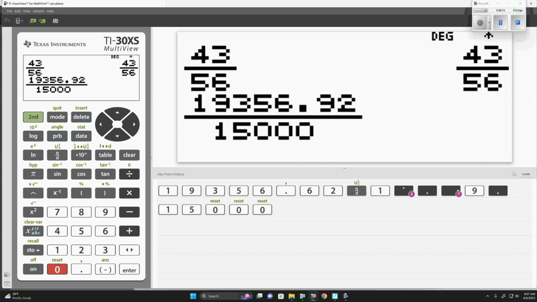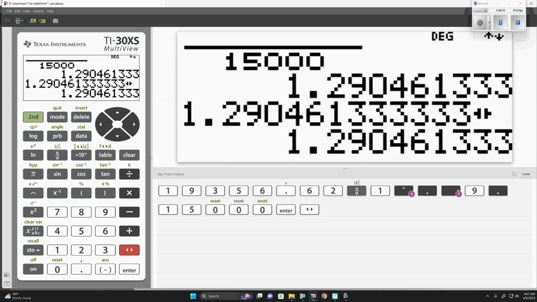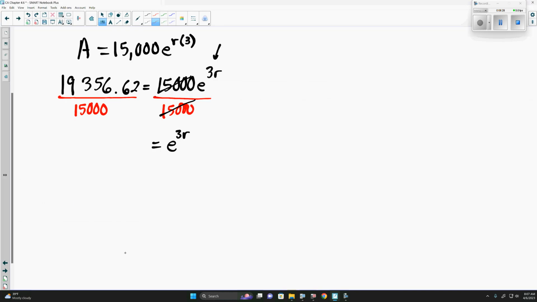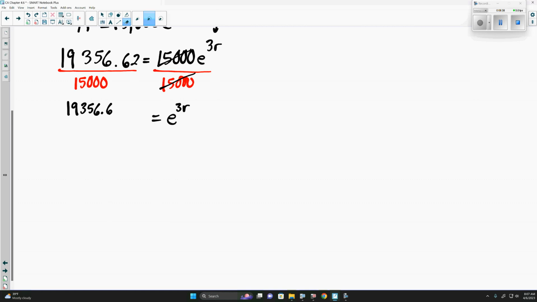Now, the question is here, will this give us a nice number? Well, no. We could try to turn it back to a fraction, and no. And so what that means is that we're going to have to leave it as our fraction, 19,356.92 over 15,000. We'll have to leave it as this here.